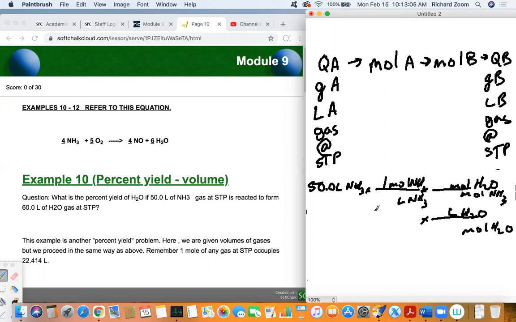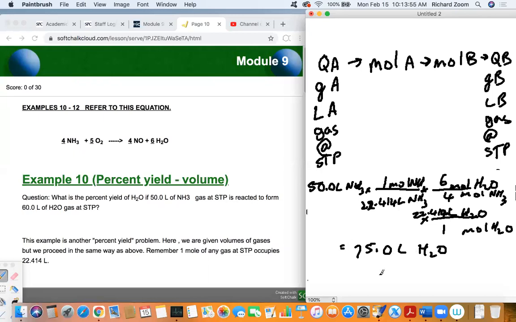Then the relationships: 1 mole is 22.414 liters of NH3. The relationship between moles of H2O and moles of NH3: 4 moles of NH3, 6 moles of H2O. And then the relationship, 22.414 liters of H2O and 1 mole of H2O. Now this one's pretty easy. You can see the math, 22.414 will cancel. You do 50 times 6 over 4, which should be about 75.0 liters of H2O. But if you wanted to, you could just plug in all the numbers. That's what you should get at the end.